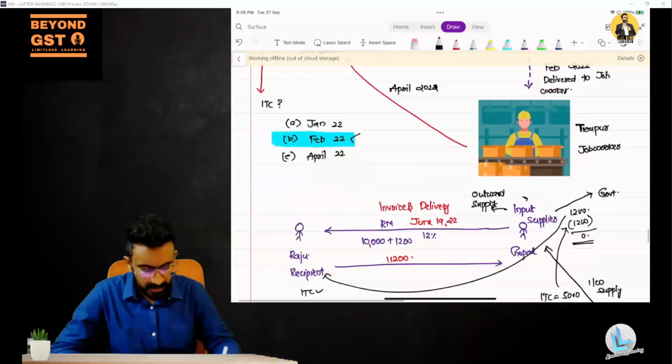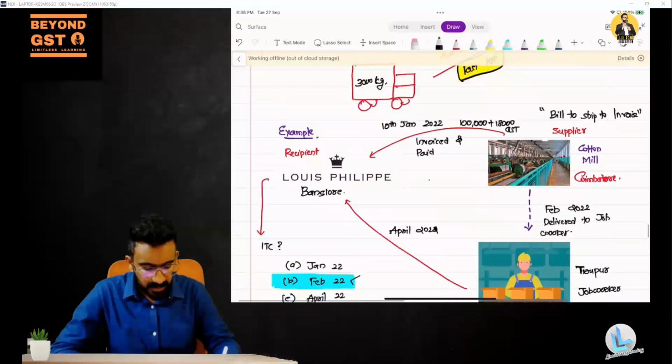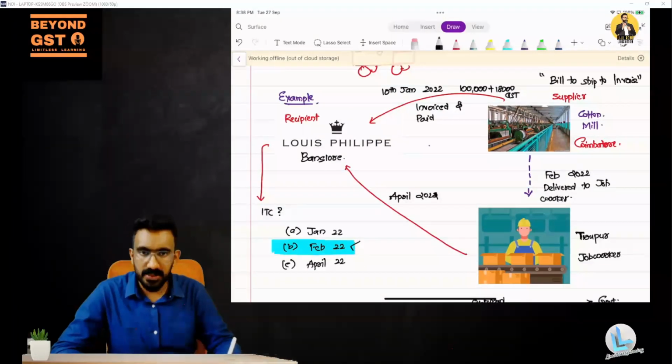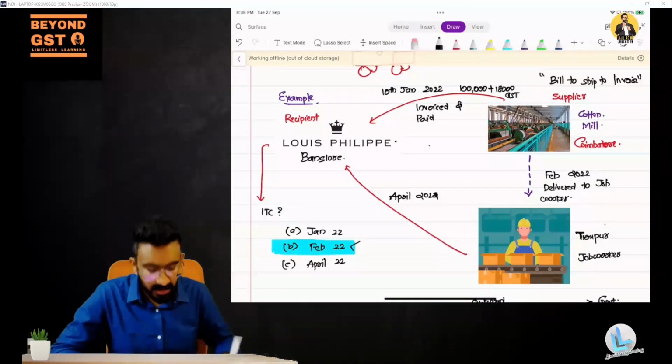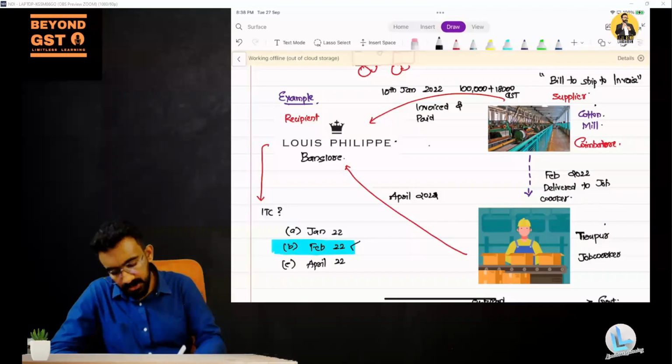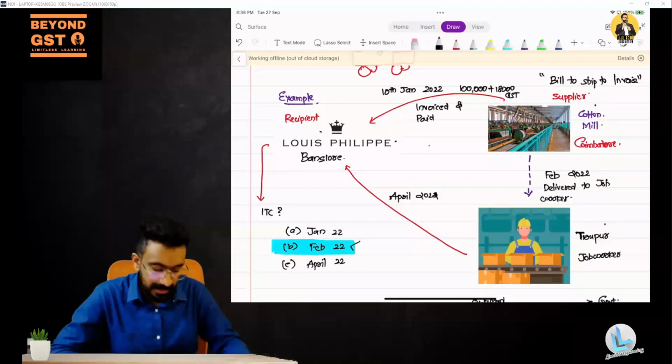So this Coimbatore cotton mill is giving the invoice to whom? To Louis Philippe. Where is it delivered? It is delivered to the Tirupur job worker. So the invoice here will be called a bill to ship to invoice. With this invoice given to Louis Philippe, Louis Philippe can take the credit in the month in which the goods are received by the job worker.